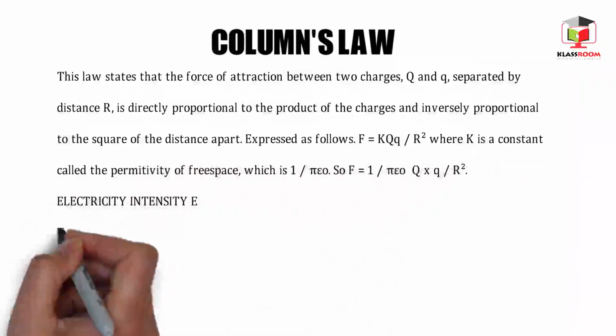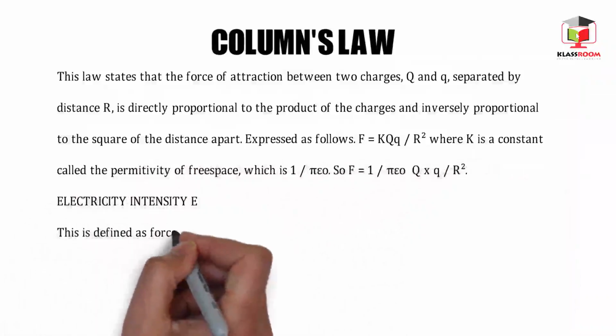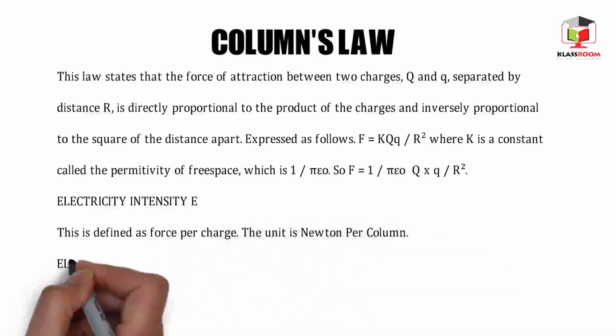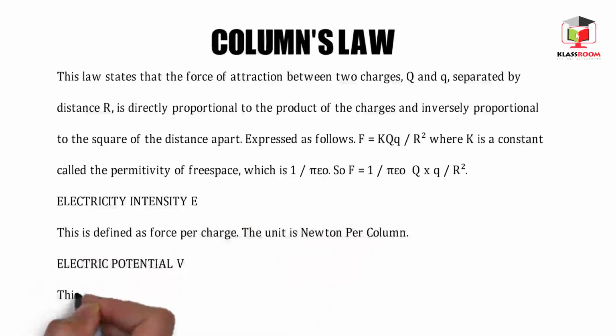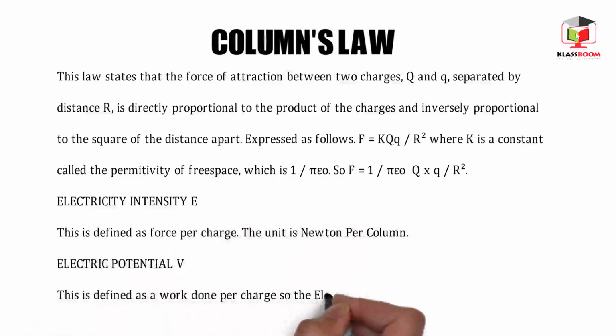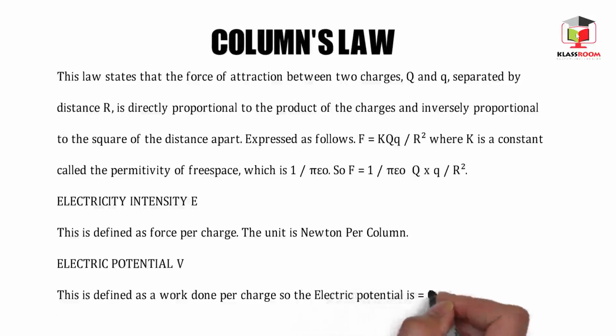Electric field intensity E. This is defined as force per charge. The unit is Newton per coulomb. Electric potential V. This is defined as the work done per charge. So electric potential is equal to Q over 4 pi E naught R.